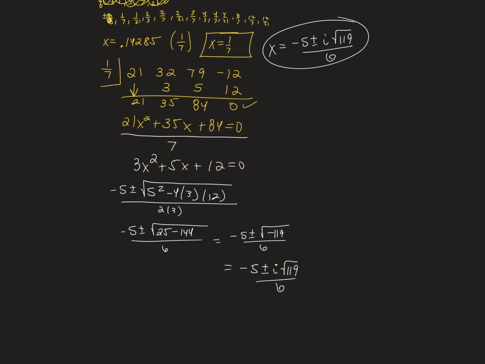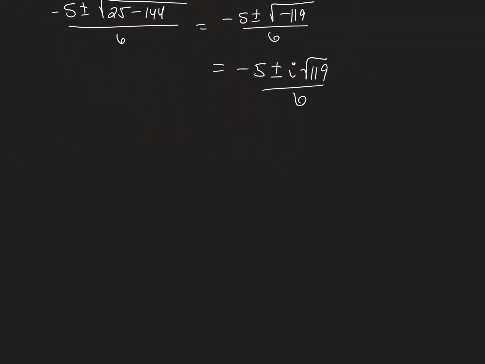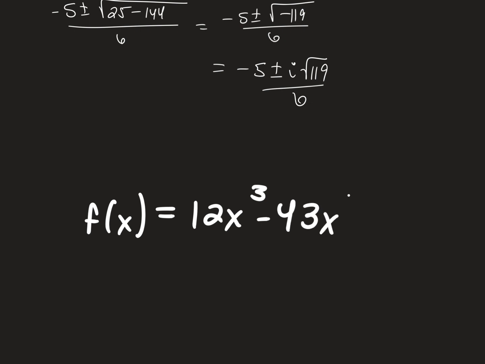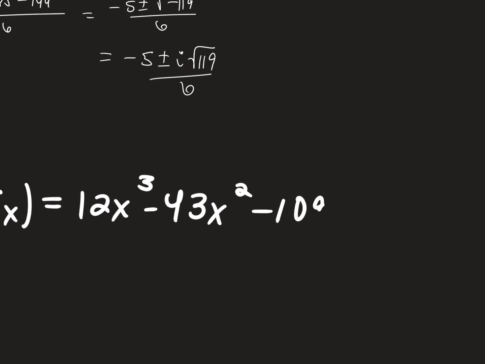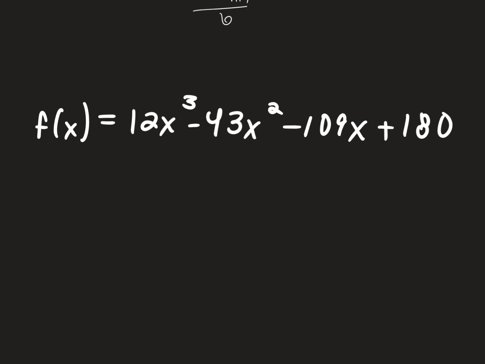All right, let's do another one. I have one more. f of x equals 12x cubed minus 43x squared minus 109x plus 180. All right, now your calculators. Some of you went into your window and you changed your x-axis to -2 and +2. I would always go back and change it back. If you hit zoom and then 6, it says Z standard, and just hit enter.